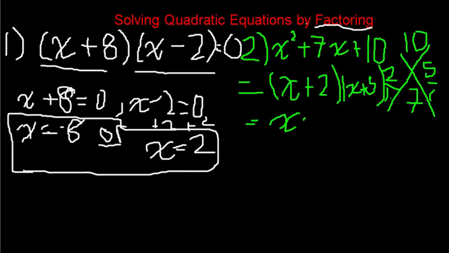So we have x equals negative 2, because we're simply finding the x value that makes this true, or, because we have a second binomial, x is equal to negative 5.